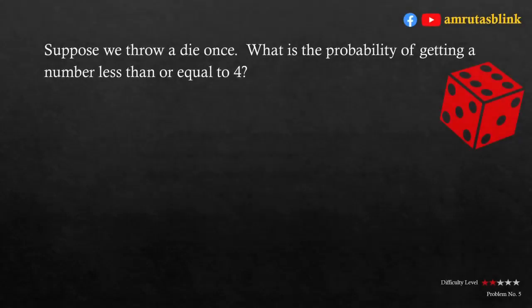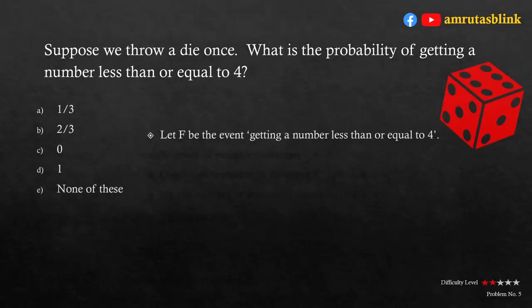Let's move to problem number 5. Suppose we throw a die once. What is the probability of getting a number less than or equal to 4? Now in the previous problem we calculated the probability of the number greater than 4. Now in this problem we have to calculate the probability of getting a number which is less than or equal to 4. Again answer options are given: 1 by 3, 2 by 3, 0, 1 or none of these.